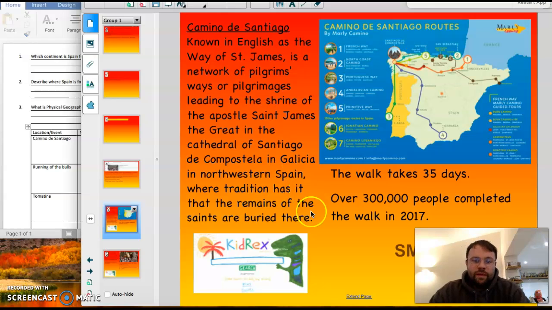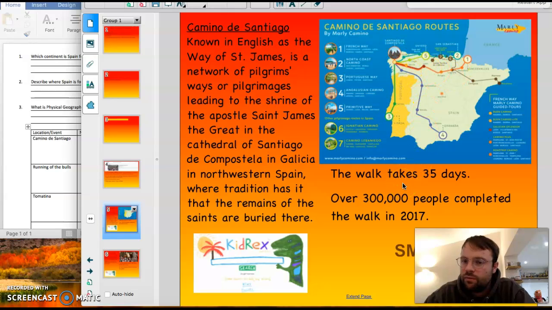Tradition has it that the remains of saints are buried there. So people walk from all over the place. Looking here, there's 5 different walks. It will take them about 35 days. So they'll walk from here, here, here, here, or here. And over 300,000 people completed the walk in 2017. 300,000. Now, can you imagine what 300,000 people walking these routes will do to Spain?